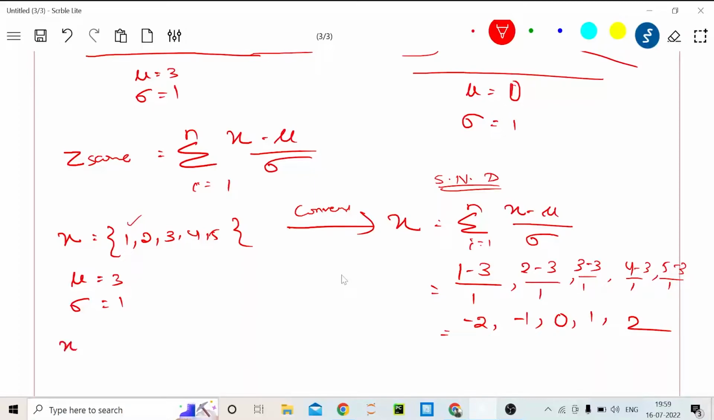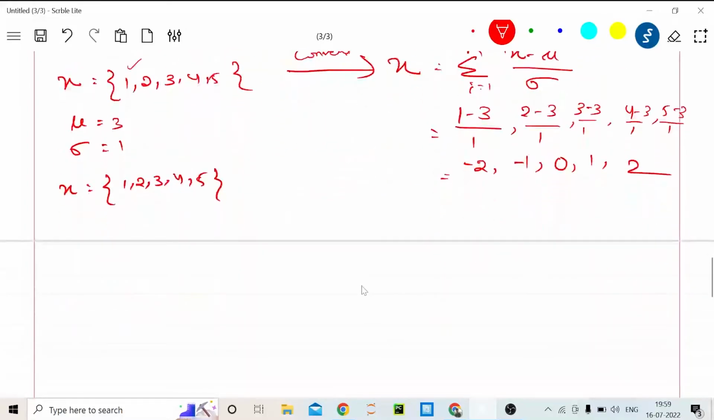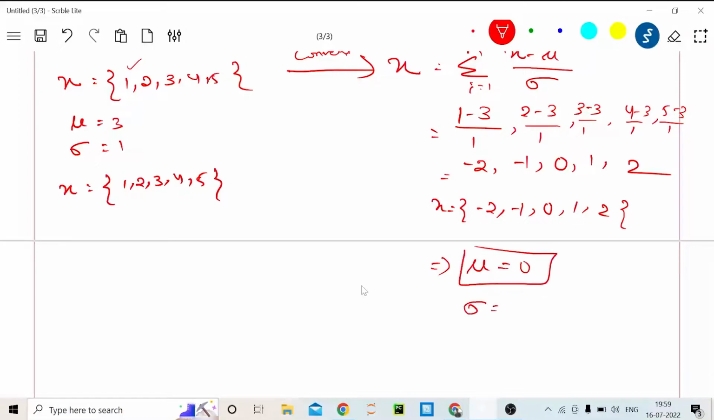That means in a Gaussian distribution our values are 1, 2, 3, 4, 5, and in the standard normal distribution our values will be minus 2, minus 1, 0, 1, 2. In this case you will calculate that mu is equal to 0 and standard deviation is 1. That means we can convert any Gaussian distribution by the help of z-score to the standard normal distribution.